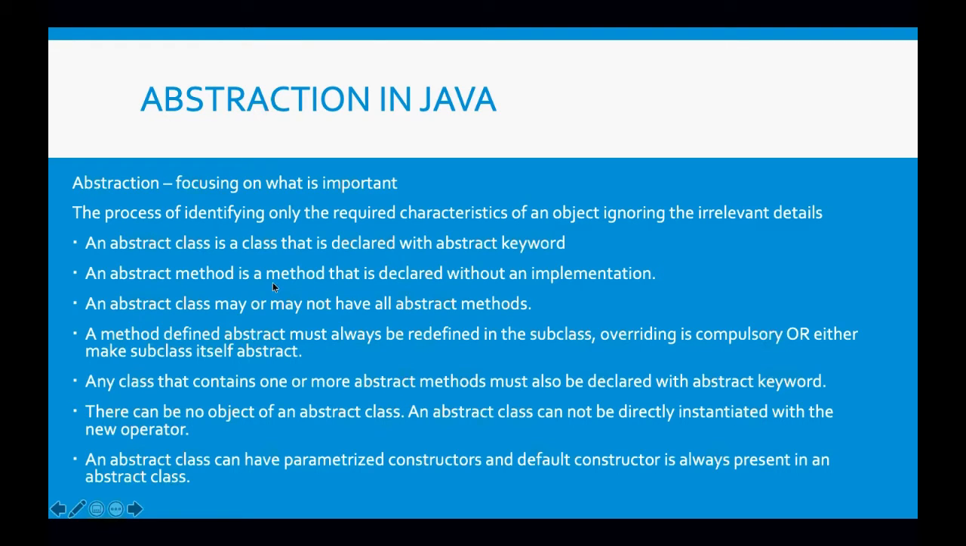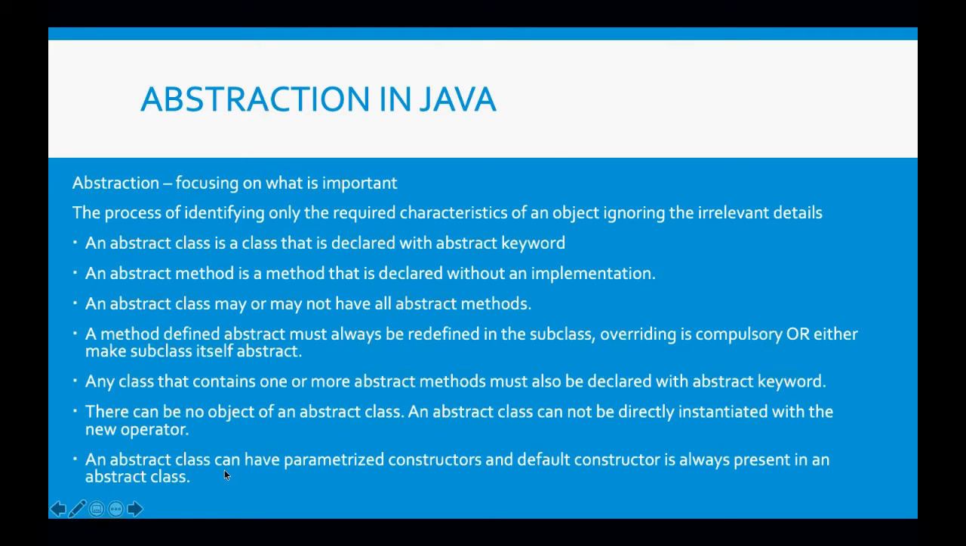So if you declare a method as abstract, you need to provide implementation in the classes that inherit it, so in the subclass. Overriding is compulsory, or the subclass makes that method abstract, which means the subclass that inherits this one has to implement it. Any class that contains one or more abstract methods must also be declared with the abstract keyword. And an abstract class has no object instantiation. It cannot be directly instantiated with a new operator.